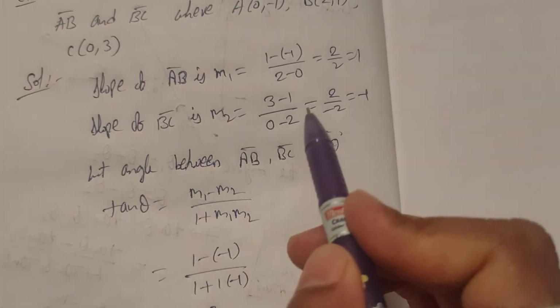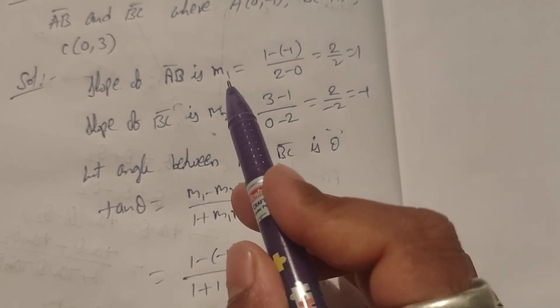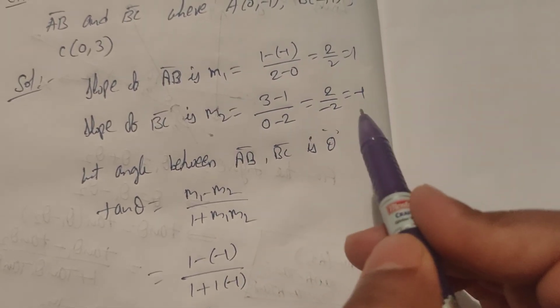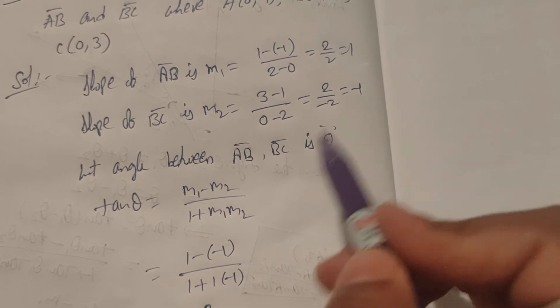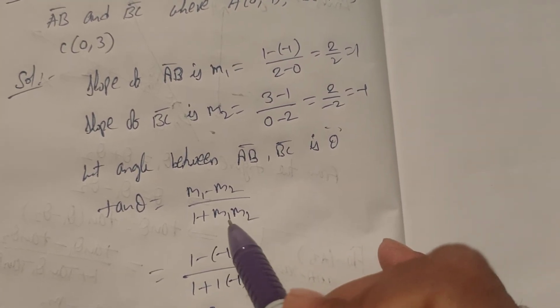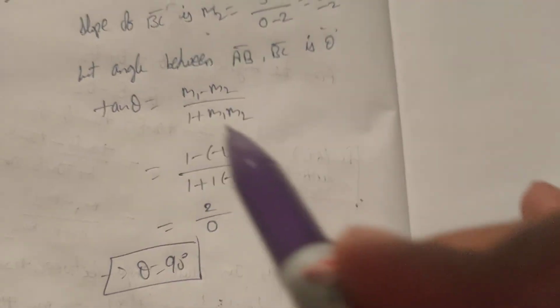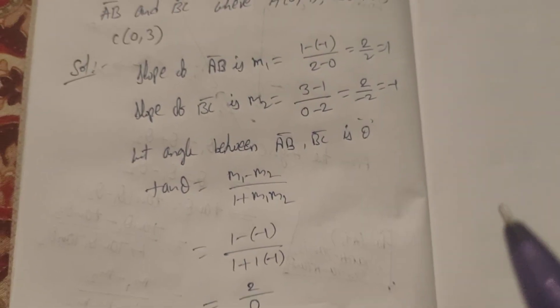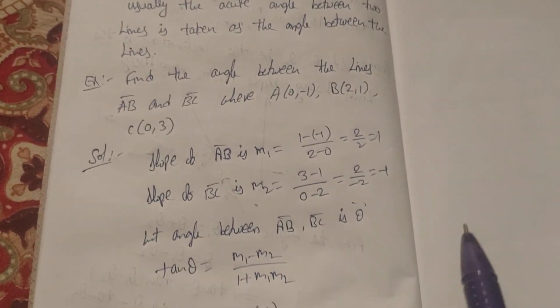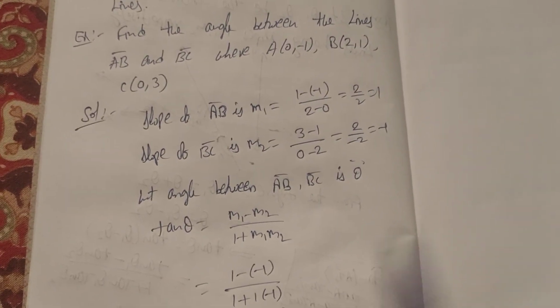tan theta is equal to m1 minus m2. That means 1 minus of minus 1 by 1 plus 1 into minus 1. The denominator becomes 0. So when the tan function is undefined, theta is equal to 90. So these are the problems based on the given concepts. So the next concept we will discuss in the next video. Okay.